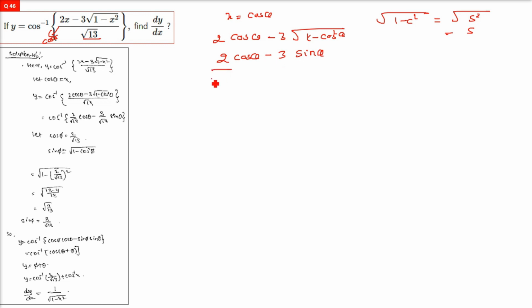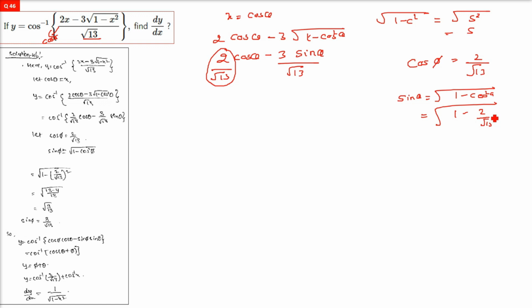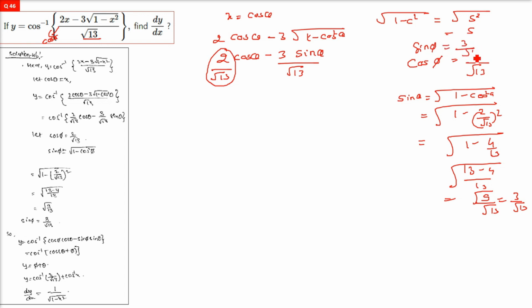And in the denominator, let us take this like this, 2 by under root 13, this is under root 13. Now we can write this as some cos phi because I know what is going to be sin phi. I'll just show you. Cos phi we have taken as 2 by under root 13. What is going to be sin phi? Sin phi is under root 1 minus cos square phi. Square it and you get 4 by 13. So 1 minus 4 by 13 is 13 minus 4 by 13, which eventually comes to under root 9 by under root 13, that is 3 by under root 13. So if we put cos phi as 2 by root 13, sin phi is going to be 3 by under root 13.